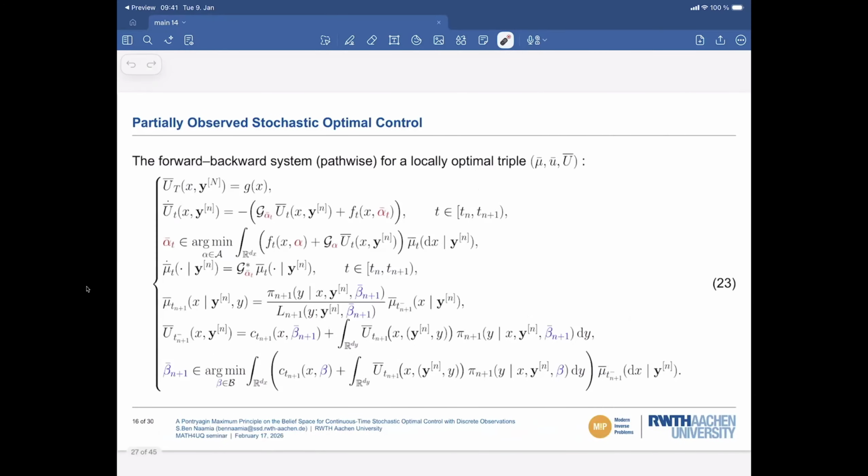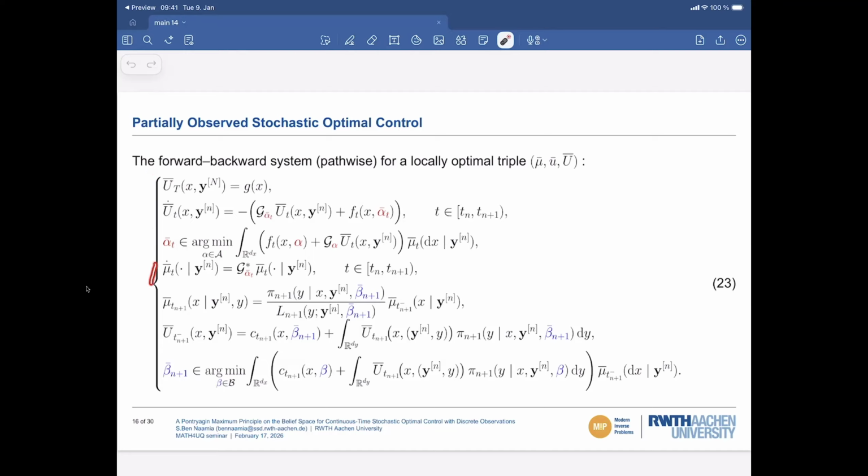And this will end up to this forward-backward system that is here defined pathwise. What do we mean by pathwise? It's because this is kind of parameterized in the y's. Now, again, this is a very scary system when you look at it this way, but what is it? It is basically a backward equation for the adjoint variable that, interestingly enough, is also the randomized cost to go that was defined for the problem.